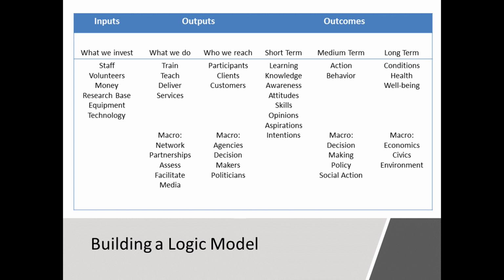A medium-term outcome is generally the action itself or the behavior. I went to a diabetes program and I learned a little bit about nutrition. I learned how to cook nutritious foods. Did I actually take action and go home and actually make some of those foods?